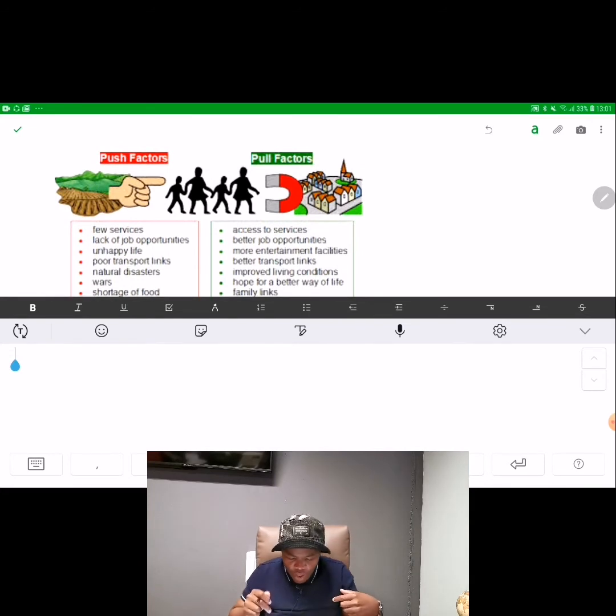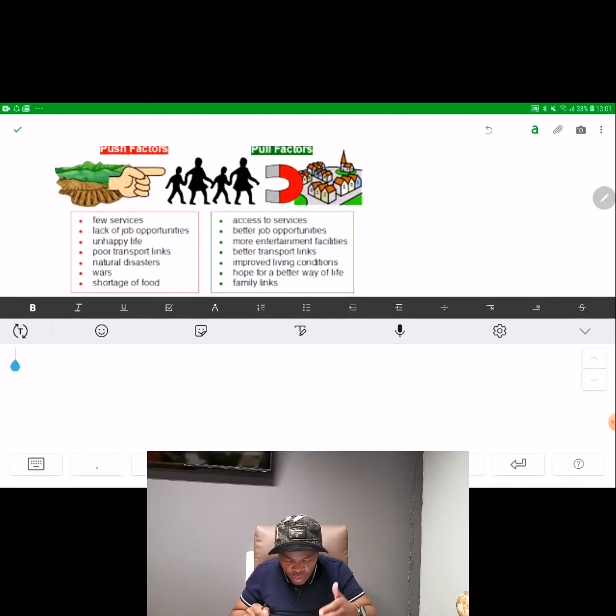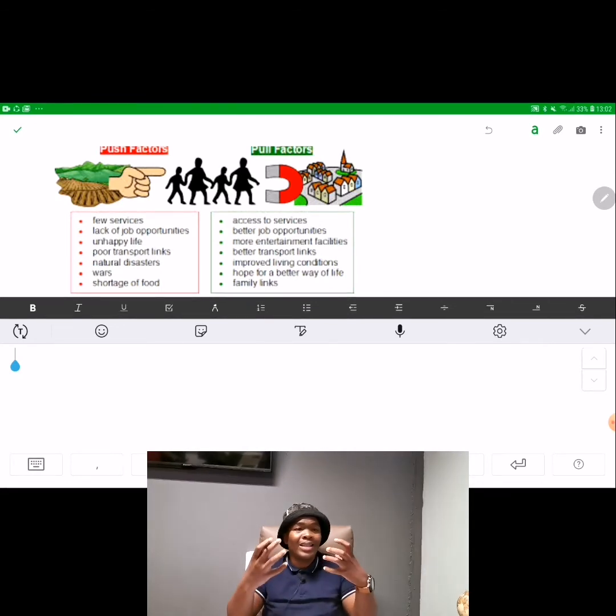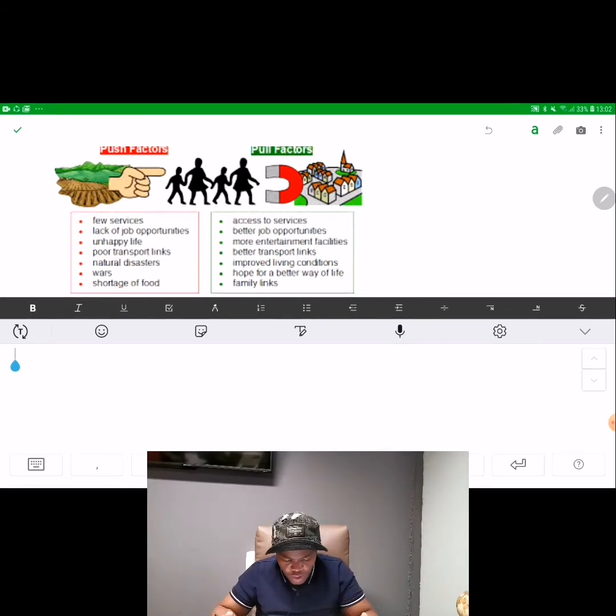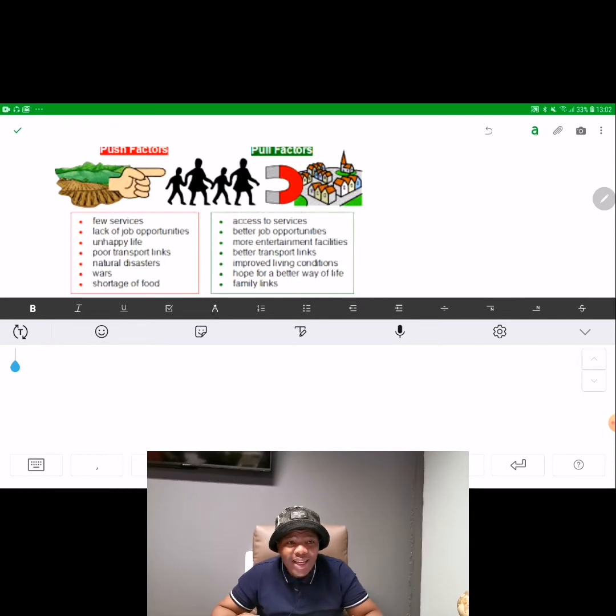As you can see in this picture, the finger is pushing people, which represents the push factors, and the magnet represents the pull factors. Those are the things that attract people from the rural areas to the cities. The push factors, as I have said, include the few services provided in rural areas, the lack of job opportunities, and an unhappy life. People there don't have jobs, they don't work, they don't have money. All these things push people to move from rural areas into urban areas.